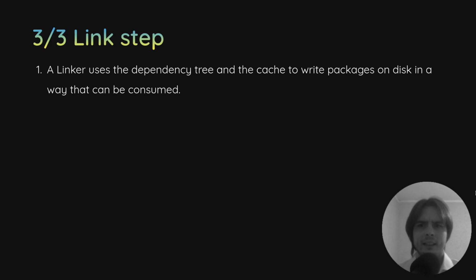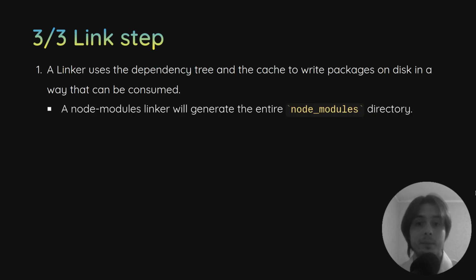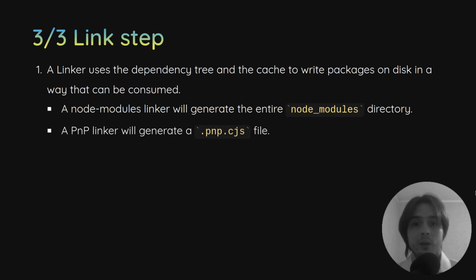Okay, once we have the dependency tree and we have all the packages in the cache, comes the link step. And the link step is basically having a linker which uses the dependency tree that we constructed and the cache to write packages on disk in a way that can be consumed by, say, a node application. And basically, you might have different types of linkers. You could have a node modules linker, and in this case, it will generate the entire node modules directory. Or you could have a PnP linker, which will generate a .pnp.cjs file.